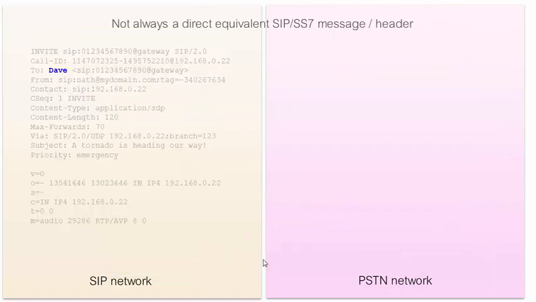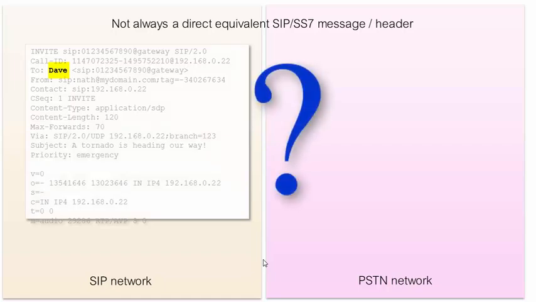Finally, beware that there's not always a direct equivalence between SS7 message content and SIP message content. For example, the display name in the To header has no PSTN equivalent. Neither is there any notion in the PSTN world of subject or priority, organization or expires. Now, none of these are particular showstoppers for basic calls, but they could be a problem if there are advanced SIP services that are depending on them.